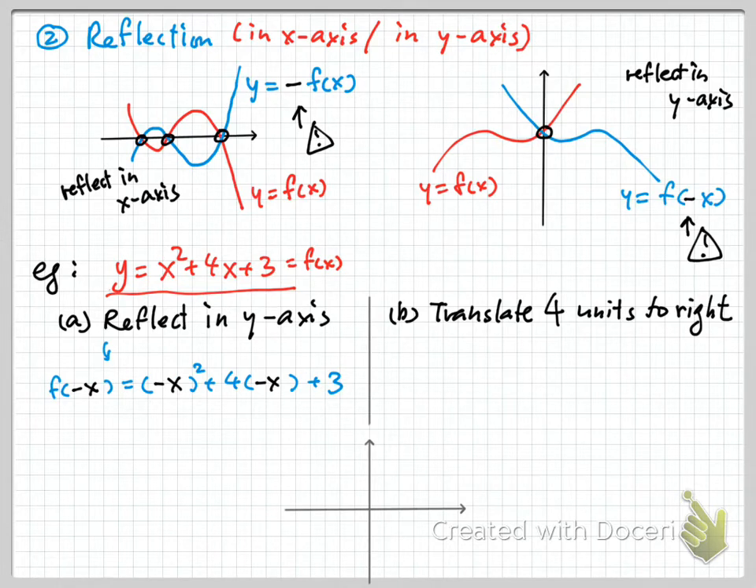So minus x squared is still x squared. Alright? So that is x squared. 4 times minus x becomes minus 4x, plus 3. So this is the new equation.